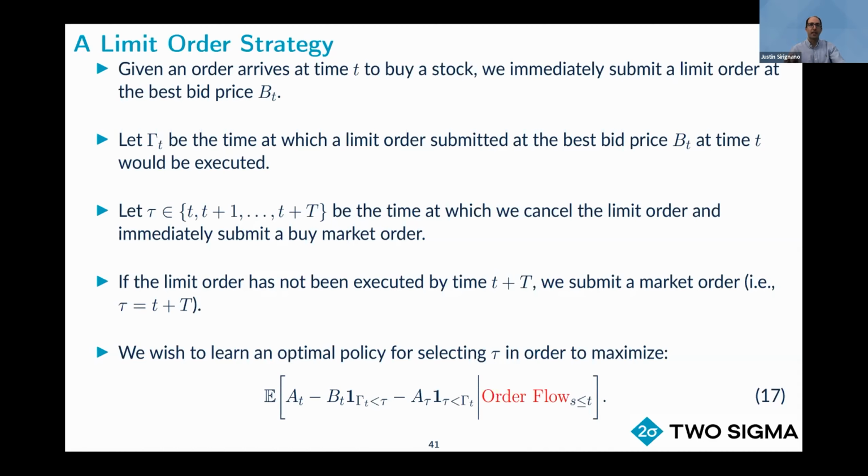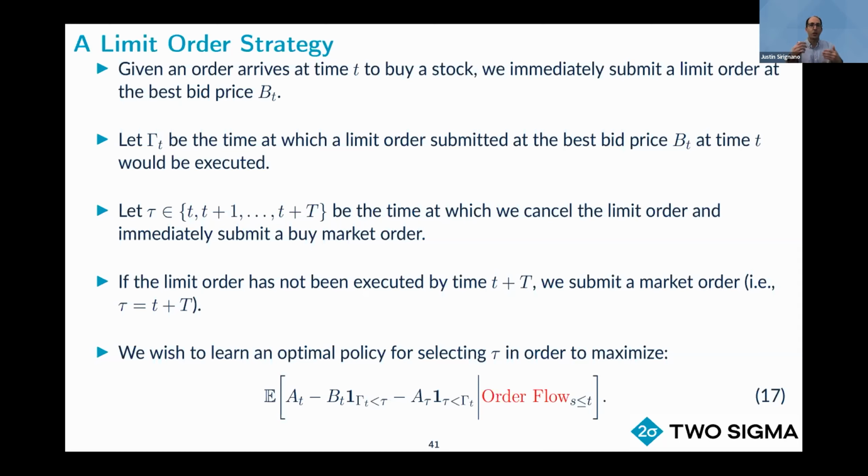We have the option to cancel the limit order at discrete 1-second intervals within the time interval lowercase t to lowercase t plus capital T. Capital T here is the time horizon for the strategy. If we cancel the limit order at time tau, we will immediately submit a market order to the best ask price to execute the trade. If the limit order has not been executed by the final time, the limit order is canceled and a market order is immediately submitted.